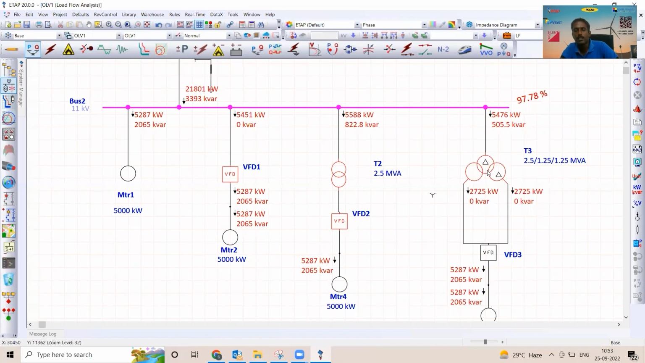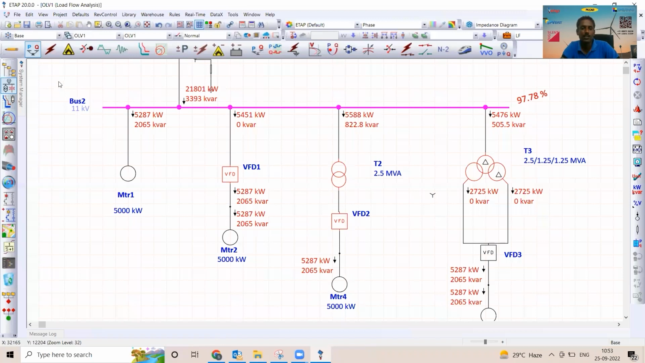When it comes to the 3-winding transformer, the losses are slightly different from the 2-winding transformer. That's because of the impedance, the losses, etc. This T2 and T3, 6-pulse variable frequency drive versus 12-pulse variable frequency drive, we need to talk about more from the harmonic analysis perspective, not really from the load flow perspective.